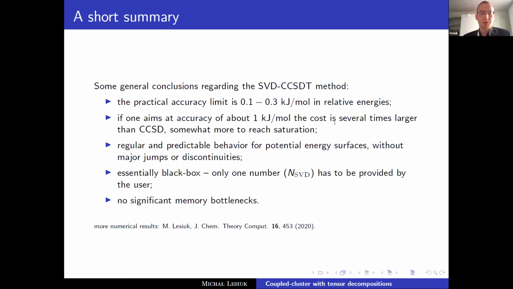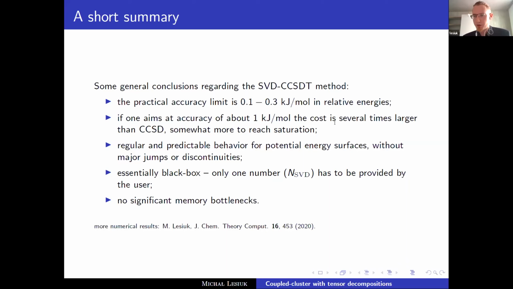And for potential energy surfaces, the method is quite systematic. You don't see jumps or discontinuities, which is important for finding spectra and stuff like that. And another important thing is that the method is completely black box as it is implemented now. You only have to give one number to get results. So the size of the SVD subspace is the only thing that you have to provide.